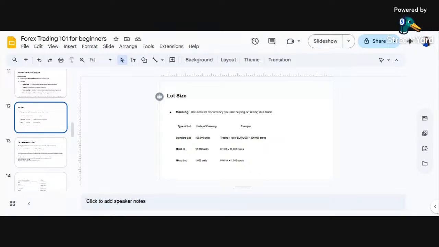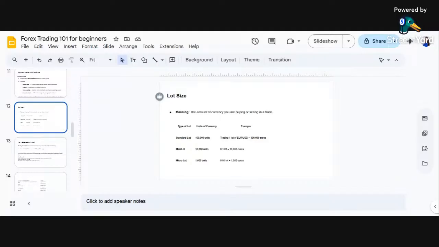So we have three different types of lots: the standard lot, the mini lot, and the micro lot. The standard lot is what you see as 1.0 when you open a trade. A mini lot is 0.1 lot size, and a micro lot is 0.01 lot size. For example, a standard lot, which is 1.0 lot size, means that you need 100,000 euros before you trade. A mini lot means you need 10,000 euros to trade, and a micro lot means you need 1,000 euros to trade.